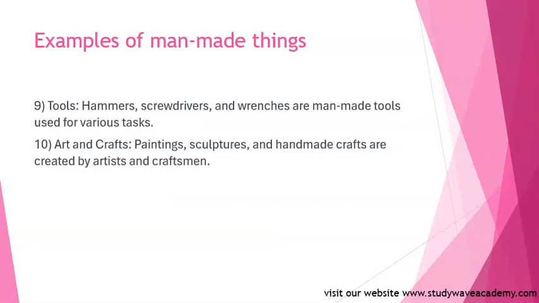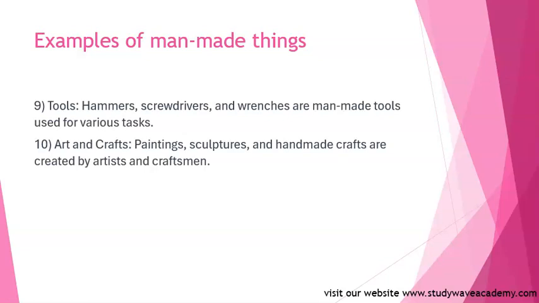Tools. Hammers, screwdrivers, and wrenches are man-made tools used for various tasks. Art and crafts. Paintings, sculptures, and handmade crafts are created by artists and craftsmen. So all these are man-made things, okay? I'm sure by now we're able to differentiate between natural things and man-made things, right?